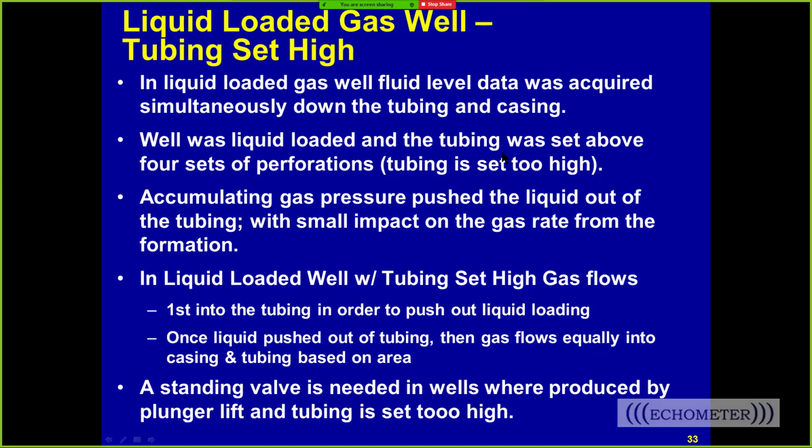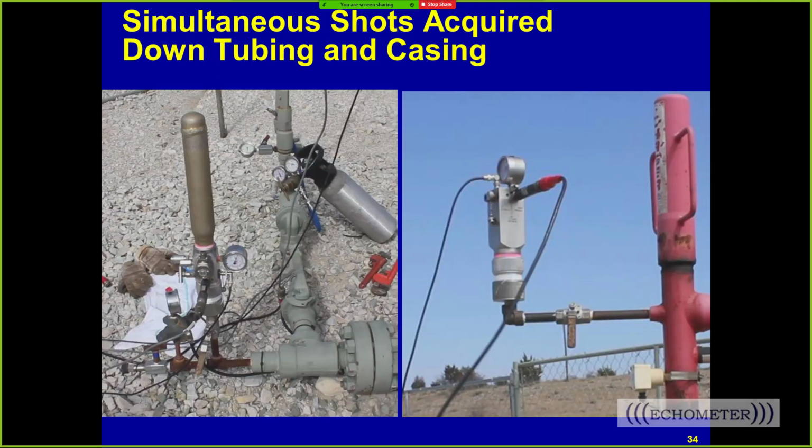All right, what happens when the tubing's set high? Well, if you have a well that's liquid loaded and the tubing's set high, and you start to build pressure, then, well, how could you do that? We put a gas gun on the casing, shot down the casing. We put a gas gun on the tubing and shot down the tubing, and we determined the distance to the liquid on the tubing and casing shots.